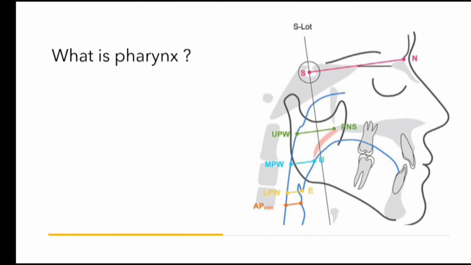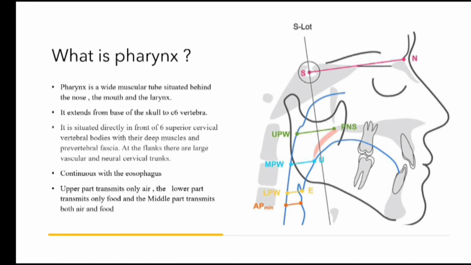So, what is pharynx? Pharynx is a wide muscular tube situated behind the nose, the mouth, and the larynx. It extends from the base of the skull to the C6 vertebra and is situated directly in front of the six superior cervical vertebral bodies with their deep muscles and prevertebral fascia. At the flanks, there are large vascular and neural cervical trunks. If we go downwards, the pharynx is continuous with the esophagus. The upper part transmits only air, the lower part transmits only food, and the middle part transmits both air and food.